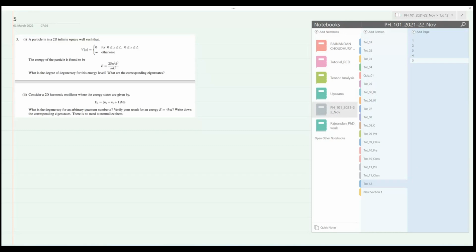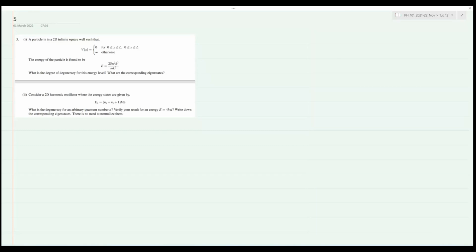Okay, the last problem. So here a particle in a 2D infinite square well is given. So in the x and y direction, we have the 2D. The energy of the particle is also given to us. We have to find what is the degree of degeneracy in this energy level and what are the corresponding eigenstates.